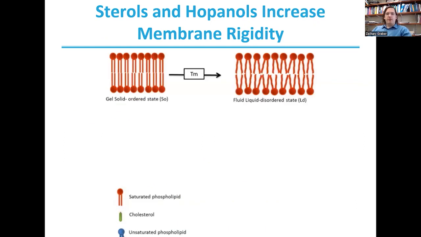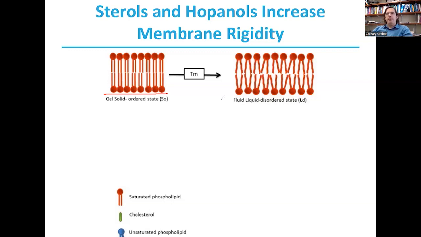The presence of this cholesterol embedded in our membrane helps to increase the overall strength and rigidity of our membrane in order to create the resilient cell membrane structure that we need. So if you have a lipid bilayer that's composed only of phospholipids, you can have two different possibilities. You can either have your phospholipids packed very tightly together in a gel-like solid ordered state. So this would commonly occur if you have a lot of saturated phospholipids that have very high melting points.